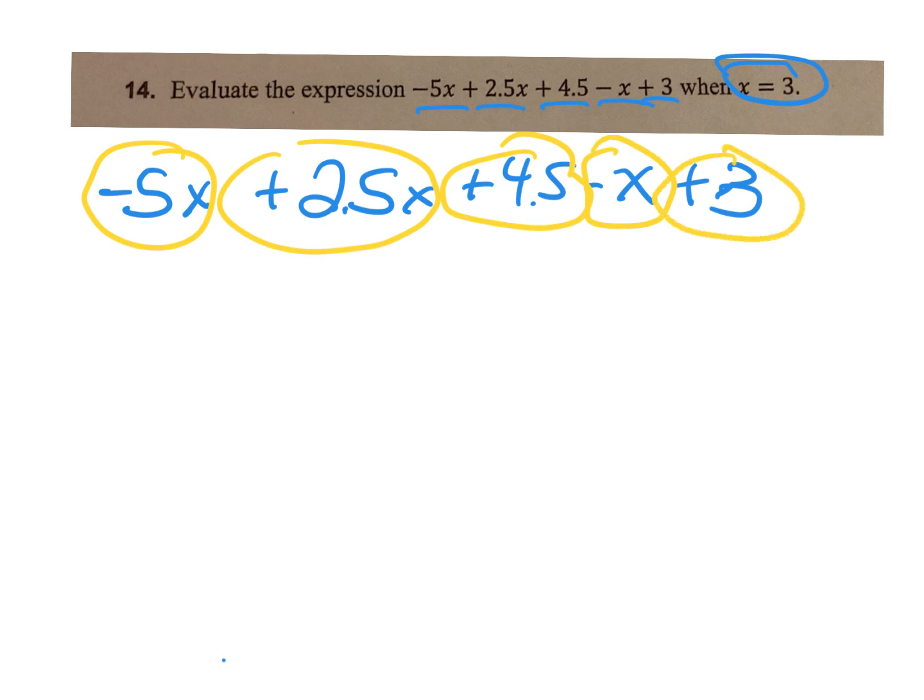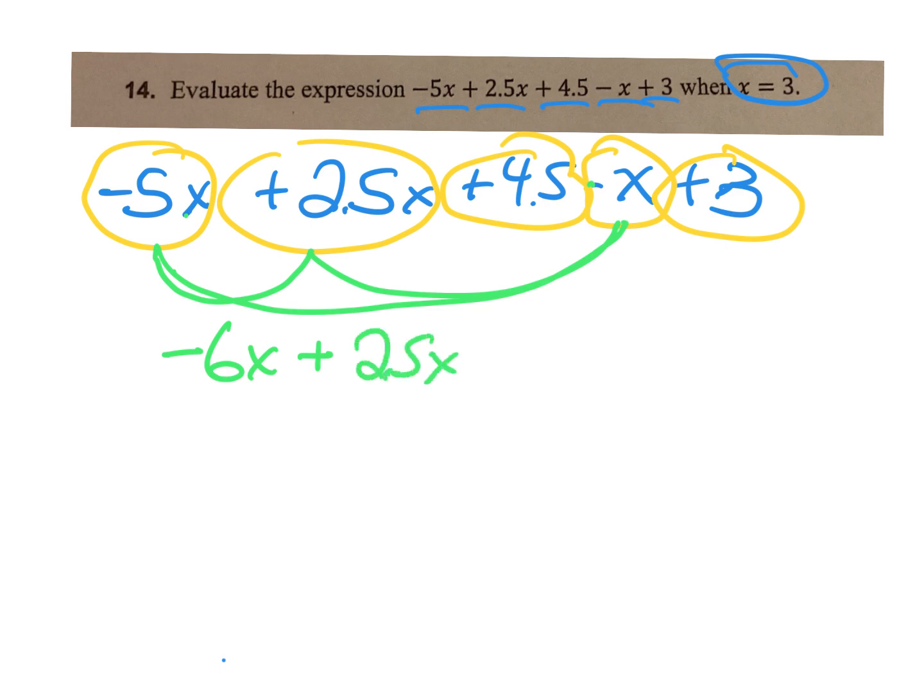Now, what are my like terms? This is like with the x and like with that x. So I'm going to do a negative 5x. If I go all the way over here to a negative x, so it's a negative 5x plus a negative x, that's going to get me negative 6x plus 2.5x. And then I have my constants plus 4.5 plus 3.